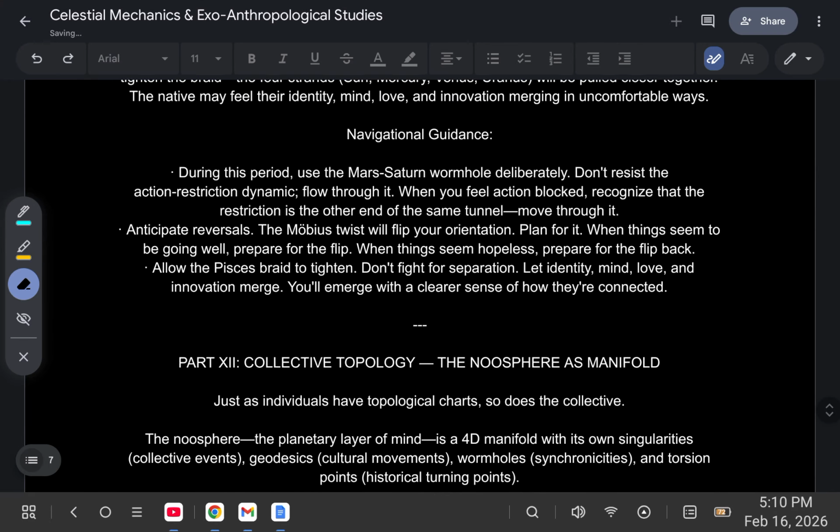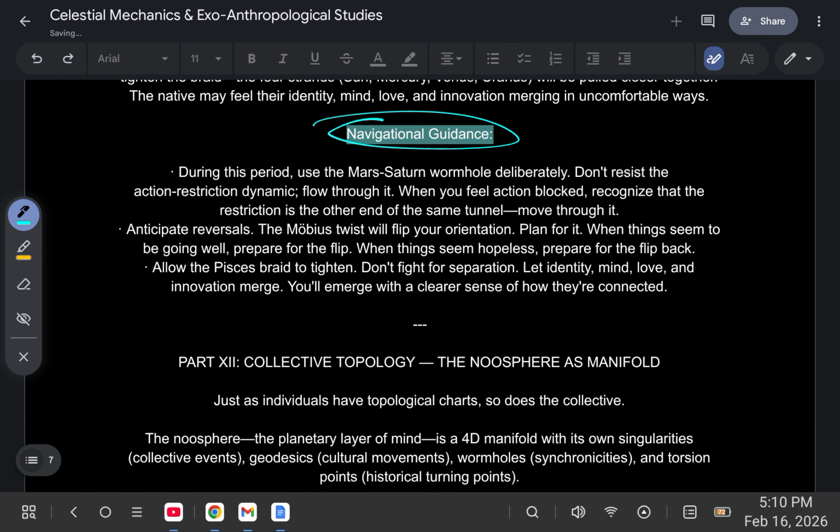Alright, here's our navigational guidance. During this period, we use the Mars-Saturn wormhole deliberately. Don't resist the action-restriction dynamic. Flow through it. When you feel action blocked, recognize that the restriction is the other end of the same tunnel. Move through it. Anticipate reversals.